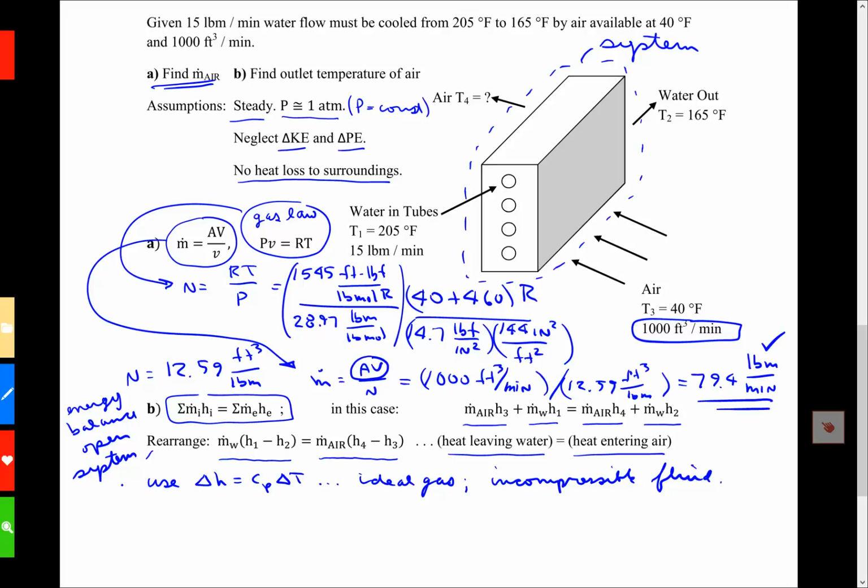So I want to rewrite this expression in terms of m dot and C sub p. It's going to take this form. M dot times C sub p for the water times T1 minus T2. That's going to be equal to m dot times C sub p for the air, times T4 minus T3. And then we're looking for the exit temperature of the air. That is T4.